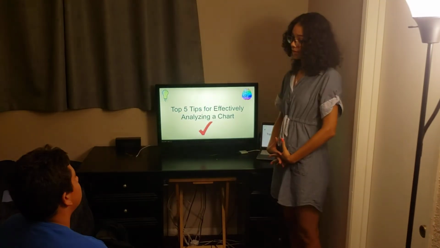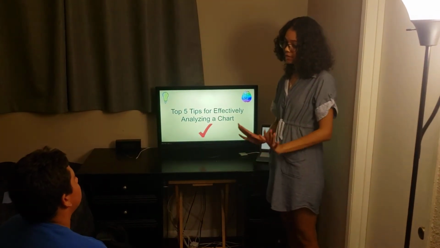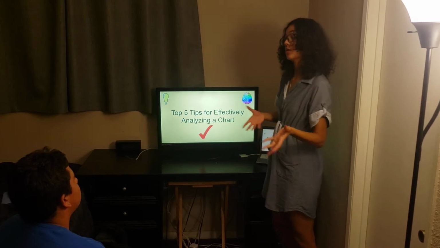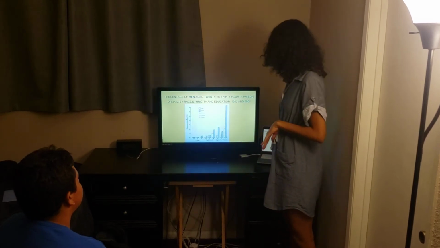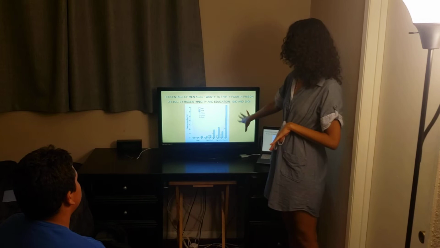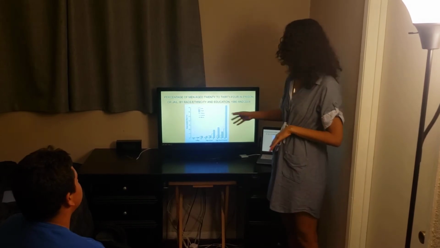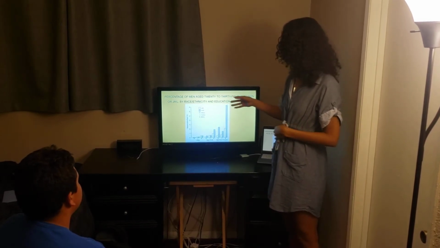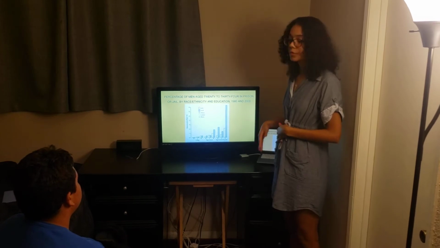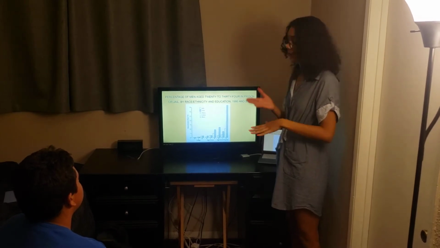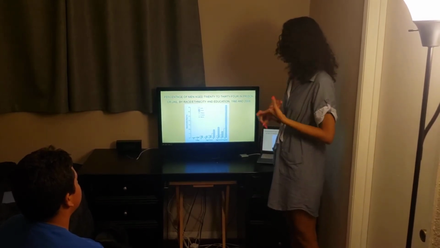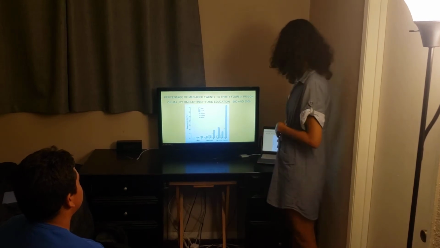So my name is Ariana and today I'm going to be teaching you the top 5 tips to effectively analyze a chart or a graph. So the first thing I want to let you know is that this is going to be the graph that we're looking at. Specifically, we're going to be looking at the percentage of men aged 20 to 34 in prison or jail by race/ethnicity and education in 1980 and in 2008.